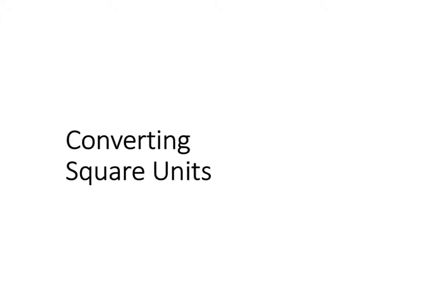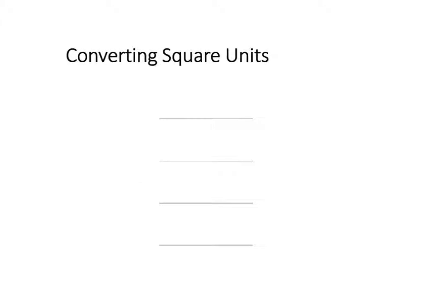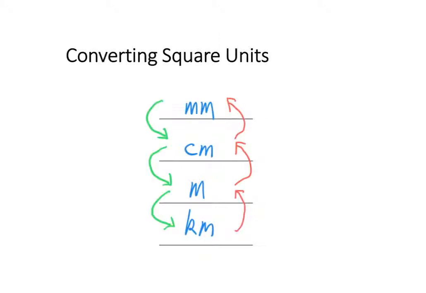In this video, we're going to look at how to convert square units of measurement. Now, there are 4 key units of measurement that we want to know how to convert. Starting from smallest to biggest, we've got millimeters, centimeters, meters, and kilometers.